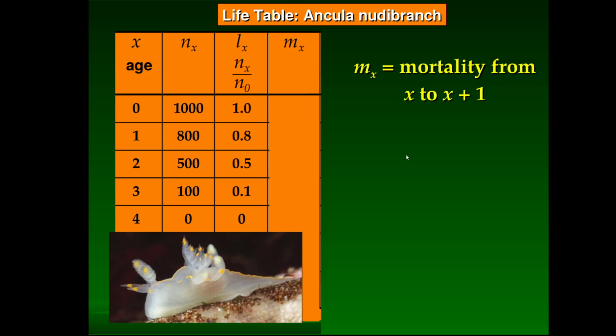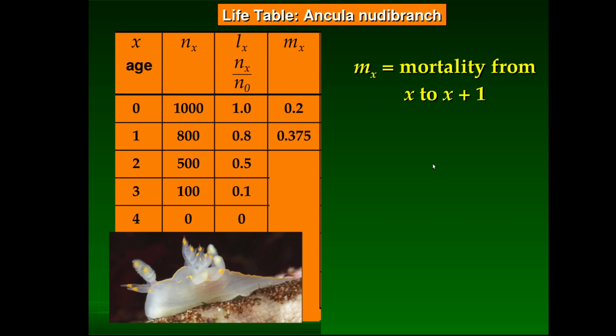The next important piece of information in the survivorship schedule is the proportion of individuals at each age class that don't survive to the next age class, and this is the mortality rate, which is symbolized by m of x, m for mortality. So that's the mortality from x to x plus 1. So what's the mortality rate of each age here? Well, the mortality rate at age 0 is the proportion of these age 0 individuals that won't survive to age 1. What's that proportion? Well, 200 out of 1,000 don't survive, so the mortality rate is 0.2.